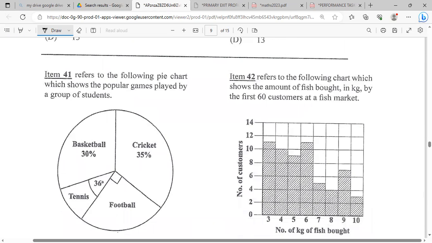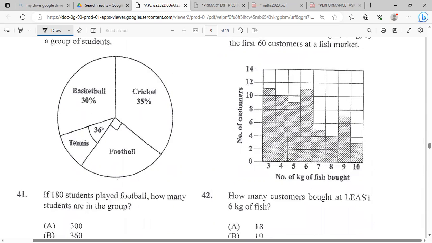41, the item refers to the following pie chart, which shows the popular games played by a group of students. And you know we have the cricket and the football. If 180 students play football, how many students are in the group? Now, football represents 90 degrees or 25%. We know that each circle is 360 degrees, right? So 360 divided by 90 is equal to 4. So if 180 play football, we just multiply it by 4, right? Because it's a quarter.